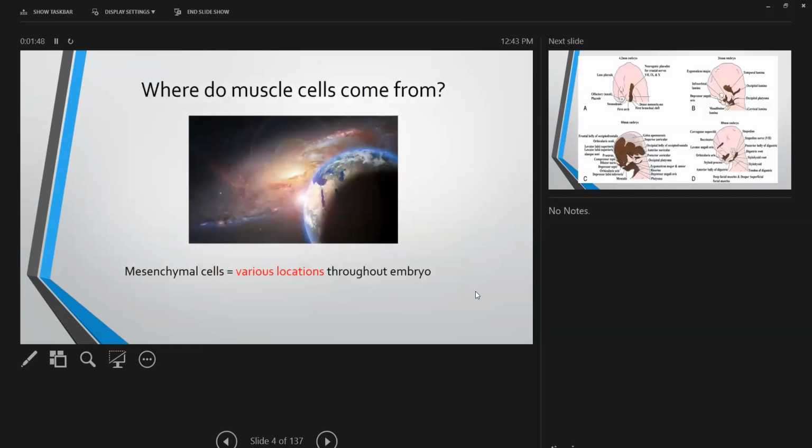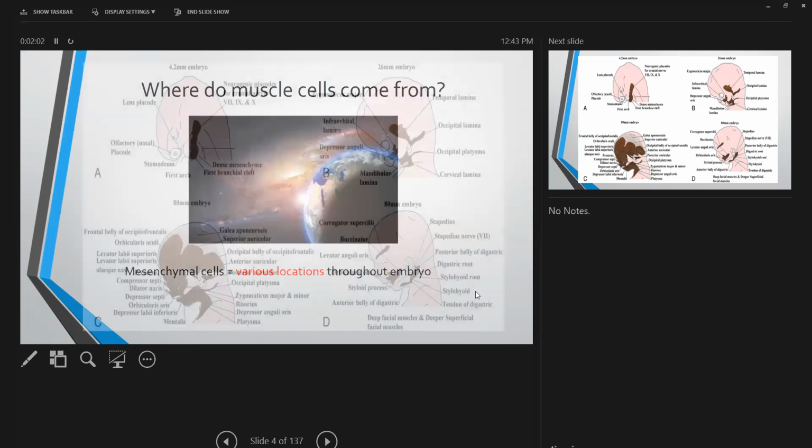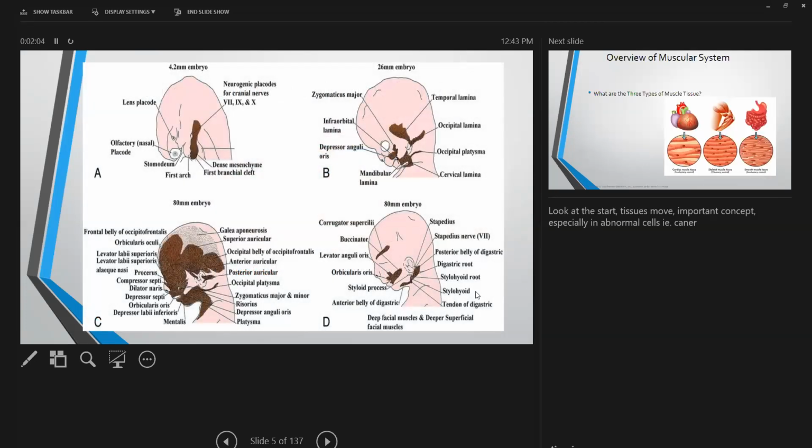Where do muscle cells come from? So what is the origin of muscle cells? Well, they start in these things called mesenchymal cells in various locations throughout the embryo. So the origin of muscle cells is embryonic. And when we think about that, it's good to know that as an embryo, these muscle cells will change position from the start of that embryo to the final fetal development. And so some of this tissue may end up in different portions of the body.